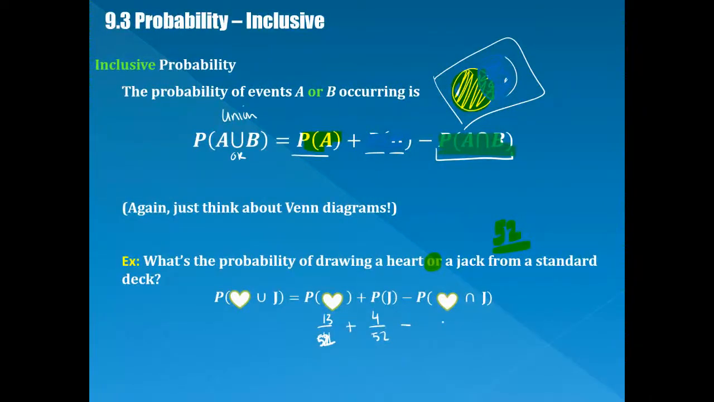Minus, how many jack of hearts are there? Oh, 1. Right, there is an overlap. Something would be double counted. There's one card that exists in both of these sets. So that would give me 13 plus 4 minus 1, 16 out of 52. Or what is that? 4 out of 13.